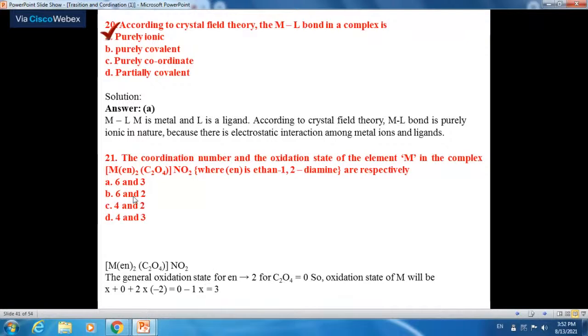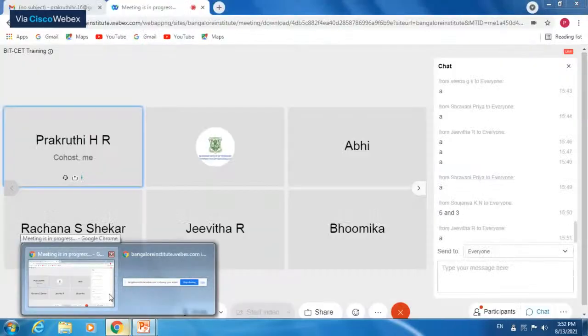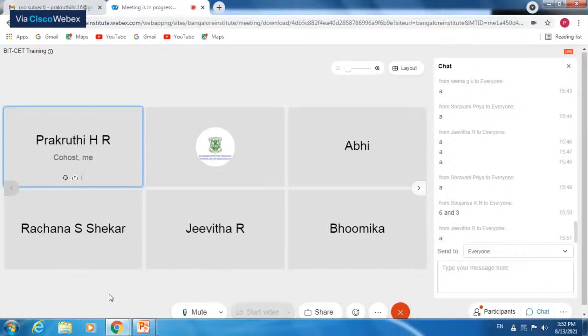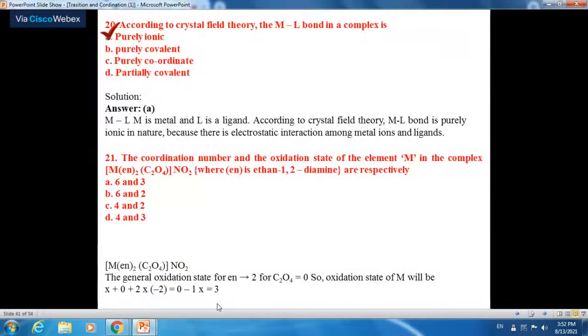You can see here B is ruled out, C is ruled out. Then what is the answer for this, students? What is the answer, Jivita? A, you are telling that is 6 and 3. Saujanya, you are telling 6 and 3. We have confirmed that the oxidation state is 3, so B and C are ruled out. Left out are A and D. In that, the coordination number is 6. Of course, bidentate ligands, two ligands are there, and this is also a bidentate ligand. Then total 6 is there. So coordination number is 6. So answer is A. Very good.